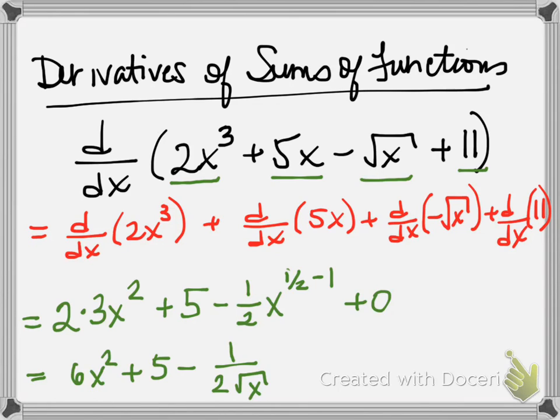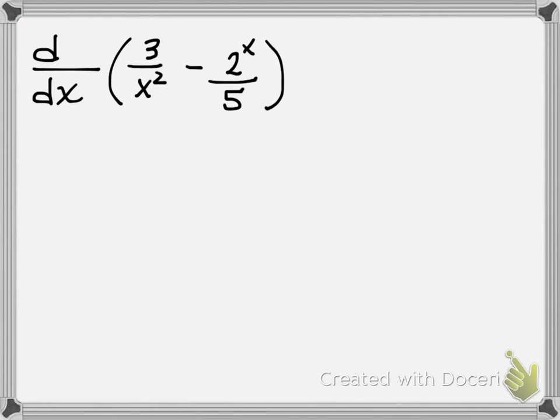So let's try another one. Let's take the derivative of 3 over x squared minus 2 to the x over 5. And now, what is this notation here? This means that we're going to evaluate the derivative at x equals negative 1. So the first thing we'll do is find the derivative, and then after we find the derivative, we want its value when x equals negative 1.